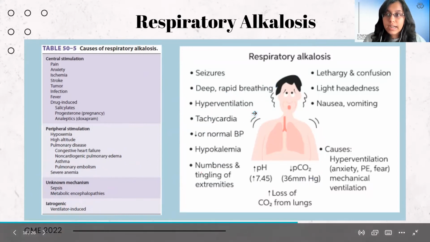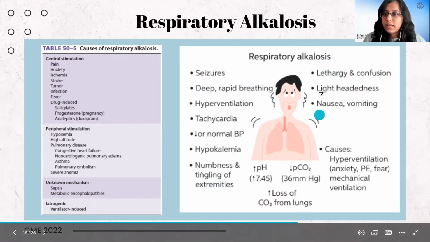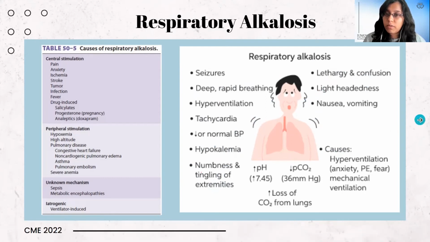If your ventilator settings are not proper, you have put the ventilation settings too high. The patient is mechanically being ventilated, but they're ventilating too much. So they go into alkalosis. Again, what are the clinical features? Seizures, deep breathing, hyperventilation, tachycardia, hypokalemia, tingling numbness, lethargy, confusion, lightheadedness, nausea, vomiting, right?